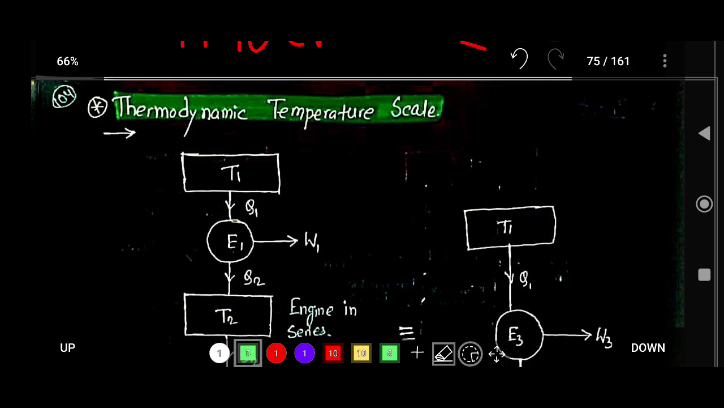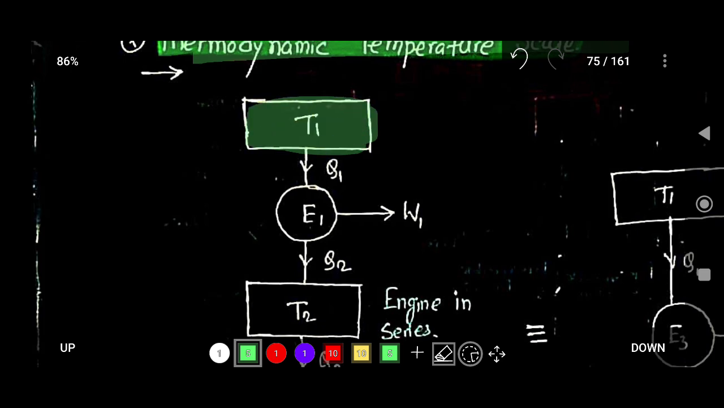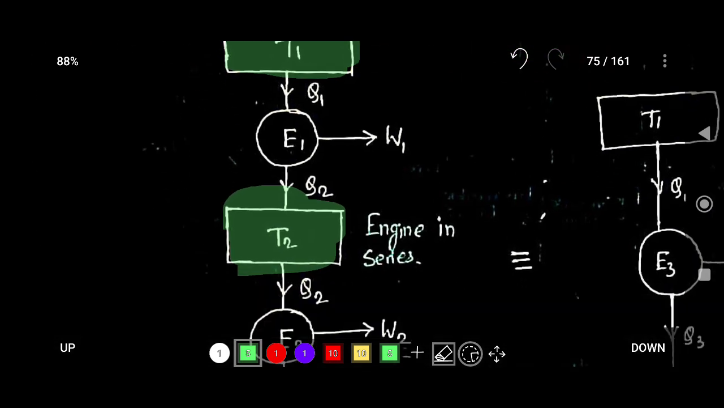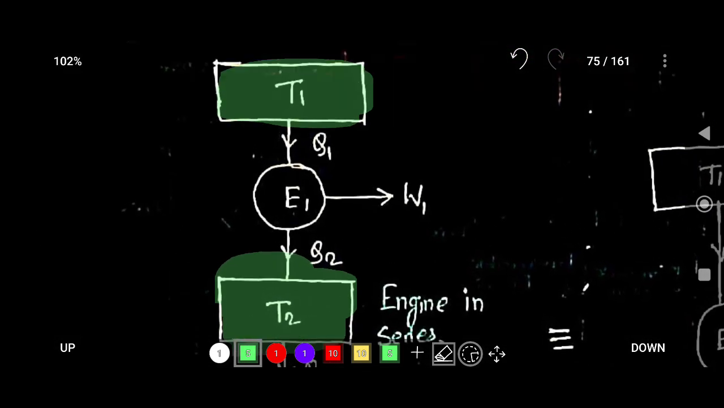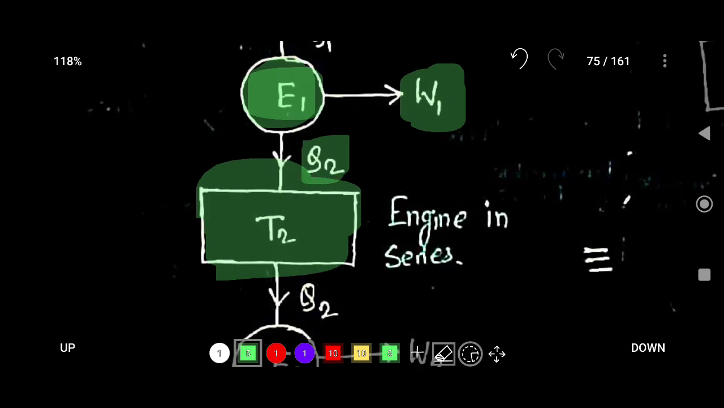Today's topic is the thermodynamic temperature scale. So let's try to understand what the thermodynamic temperature scale is. Consider a source at temperature T1 and a sink at temperature T2. In between these two temperature limits there is an engine which produces W1 amount of work, absorbs Q1 amount of heat from the source, and rejects Q2 amount of heat to the sink, that is T2.